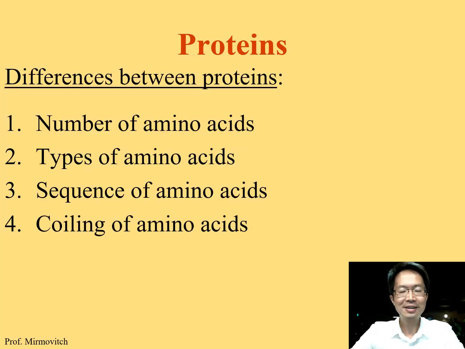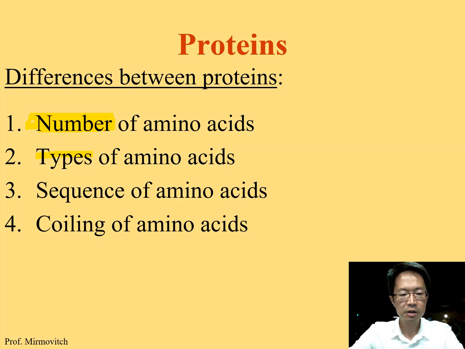So what makes a protein different from each other? 4 factors distinguish one protein from another protein. For example, number of amino acids. Number of amino acids determines the length of the primary structure, meaning that the length of the polypeptide chain is the length of the primary structure. So the number of amino acids can be different from protein to protein.